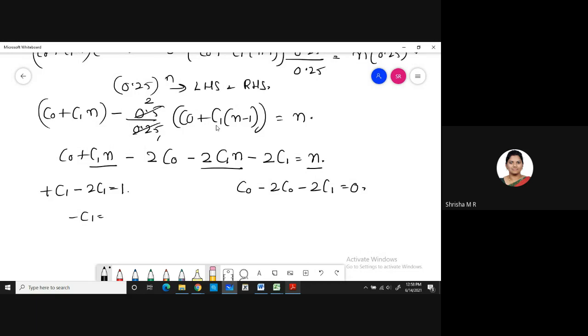Yeah, that will be plus 2C1. Thanks. Now you solve it. What will you get for C1? Minus C1 will be equal to 1. C1 is equal to minus 1.